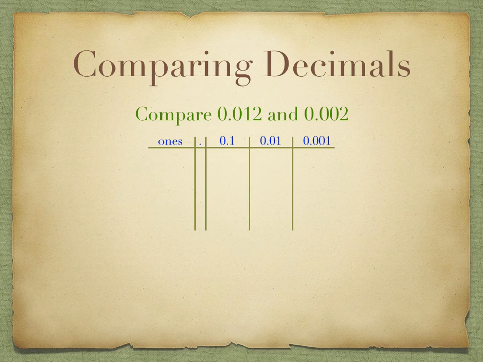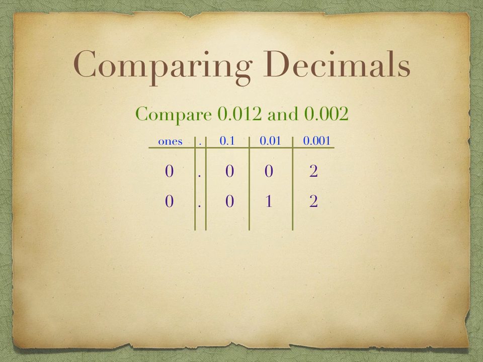So now let's look at comparing decimals. And we're going to compare 12 thousandths with 2 thousandths. So the first thing we're going to do is write 12 thousandths on our place value chart, and it would look like that, 0.012. And then we're going to write 2 thousandths in standard form on our place value chart, and it would look like this, 0.002.